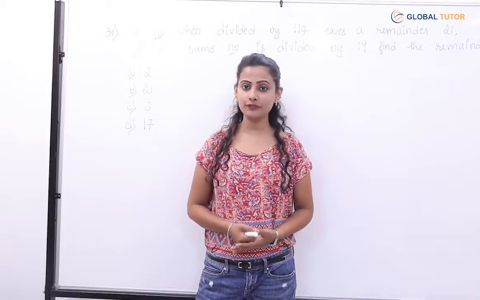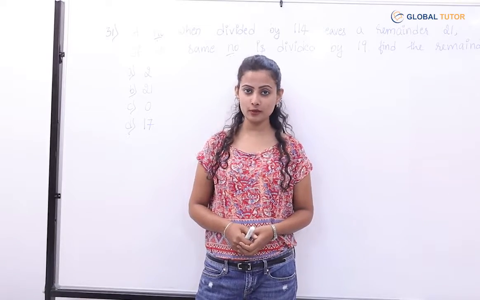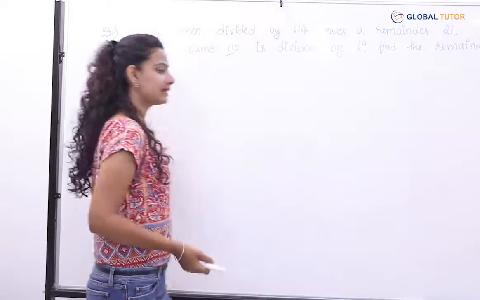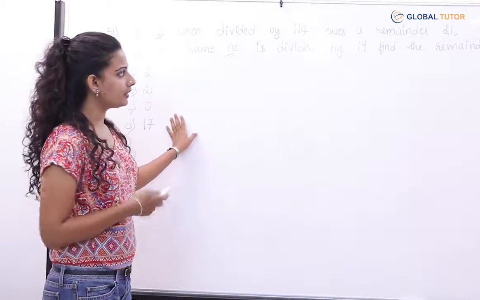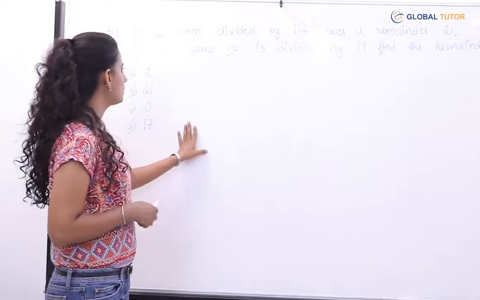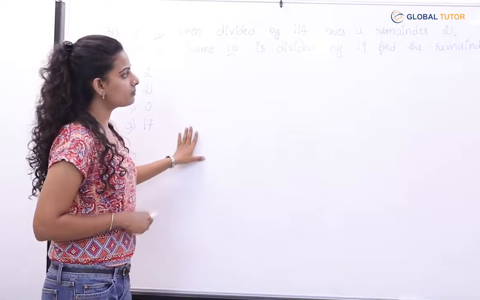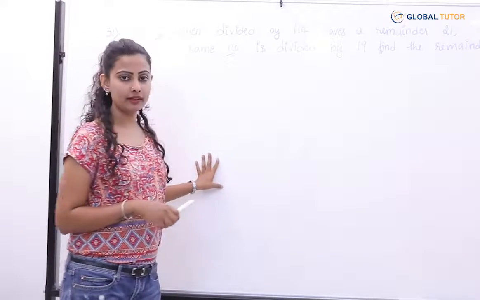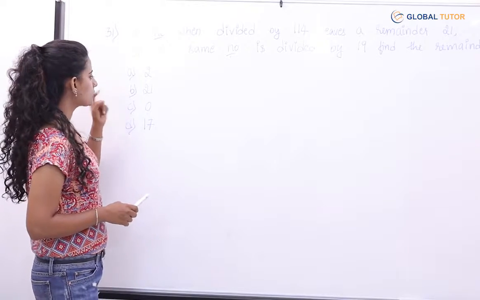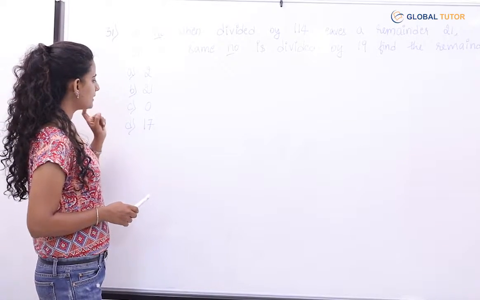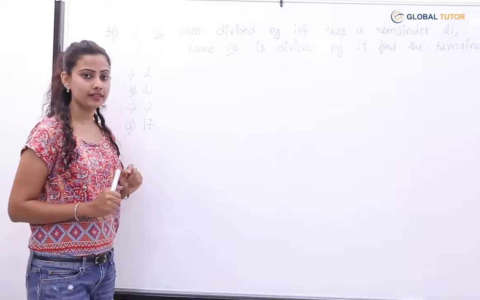In today's episode, we are going to solve a few more problems based on number system. Let us see the question we've got. A number when divided by 114 leaves a remainder 21. If the same number is divided by 19, find the remainder. Now we got four options: option A 2, option B 21, option C 0, option D 17.